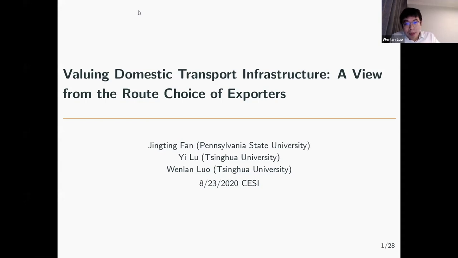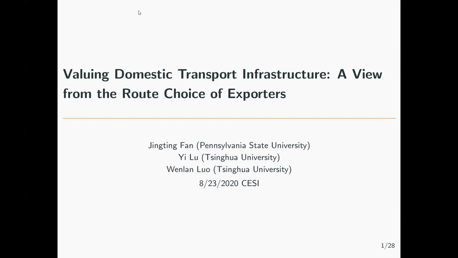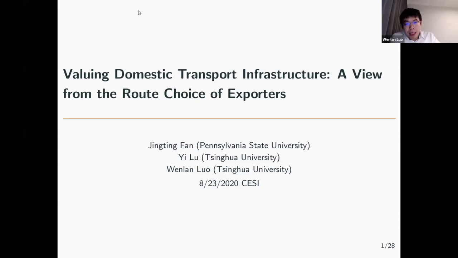So in this paper, we'll look at the return on transportation infrastructure investment. And we utilize the information in a port choice of exporting firms. So that's a basic idea.